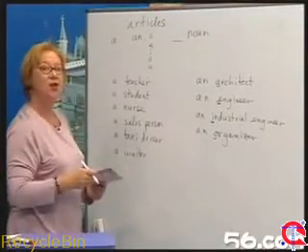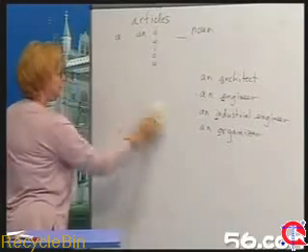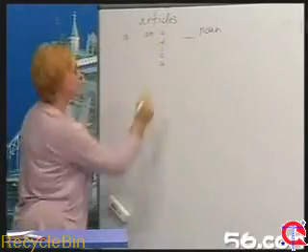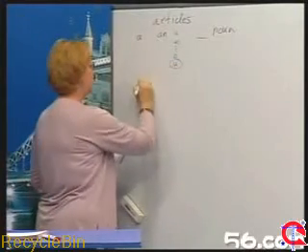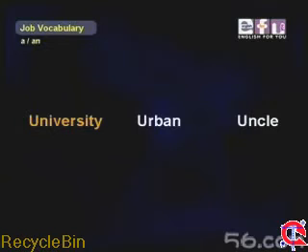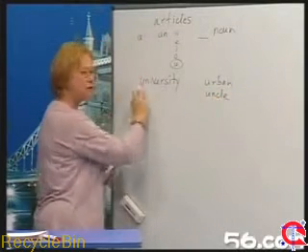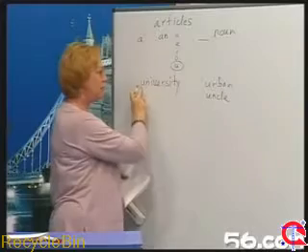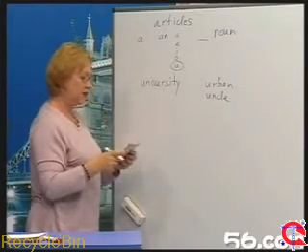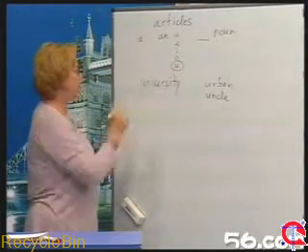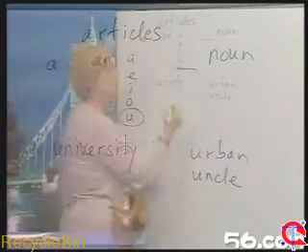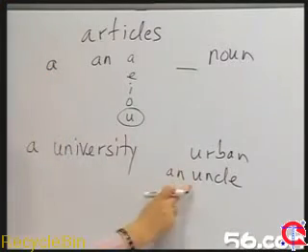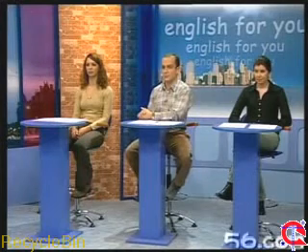All right? Now, we're going to talk about you for a moment. You has two sounds. For example, university, urban, uncle. Okay? You, but it's a different sound. So you and you, but different sounds. So if we put in a university, an uncle, okay, because of the sound. Now here are some more jobs without articles, and we're going to put the articles in.